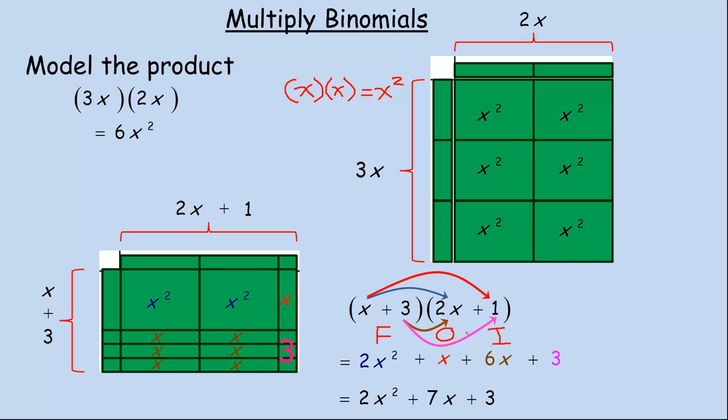So 3 times 2x is a 6x. And the L stands for multiplying the last terms together, which would be the 3 in this one and the 1 in this one. And so that's the L part. So FOIL is just an acronym to help you remember all the parts to multiply, basically. It does exactly the same thing as what my arrows did here.